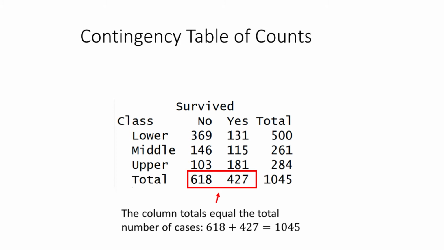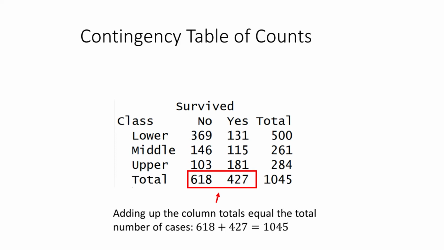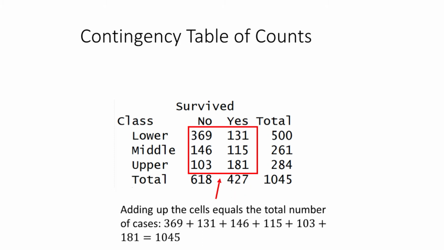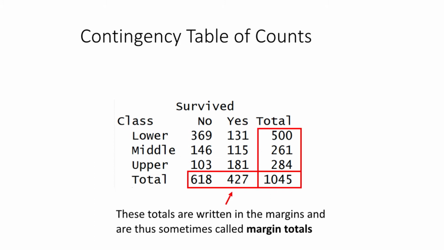One thing to keep in mind is that the column totals equal the total number of cases. So if you add 618 plus 427, you get 1,045. In a similar way, if you add the row totals, meaning the totals for each level of the class variable, you also get 1,045, the total size of the data set. And finally, if you look at the cells for each combination of the two categorical variables, those counts also equal the total sample size. And that's quite useful.